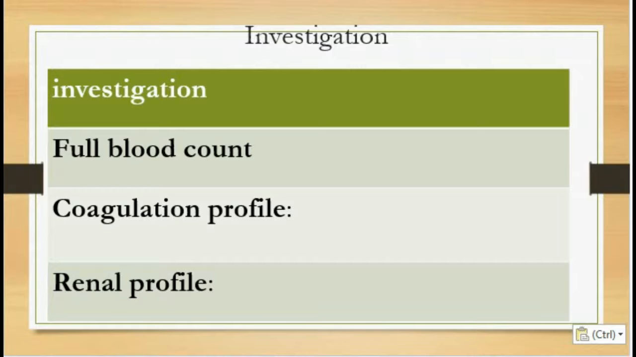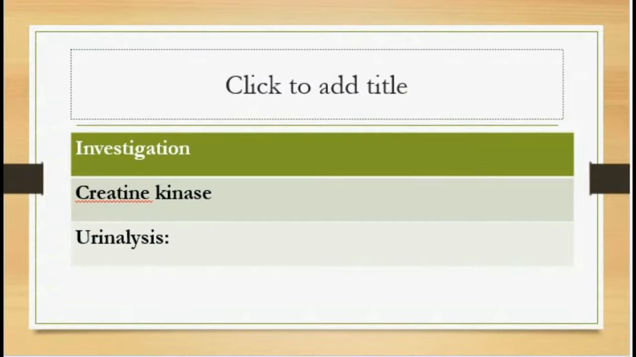Next is the renal profile. We need to check serum creatinine if necessary to rule out any renal failure, and also to detect any electrolyte imbalance. And we also need to check for hyperkalemia. Next, creatine kinase is for early detection of rhabdomyolysis and also requires serial monitoring. Next is urinalysis. Urinalysis is to assess for any myoglobinuria, hematuria, and also proteinuria.